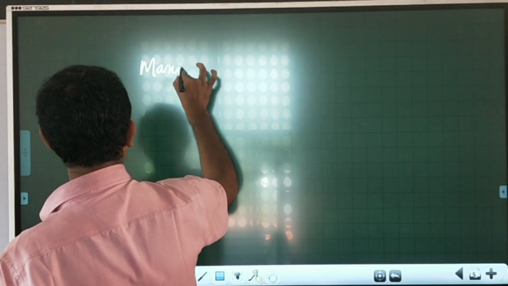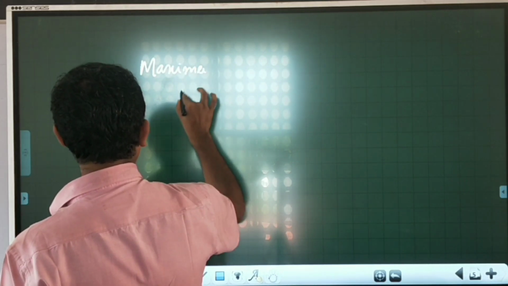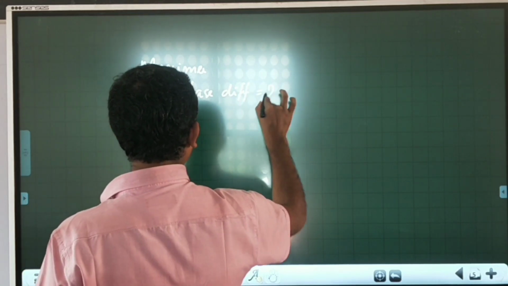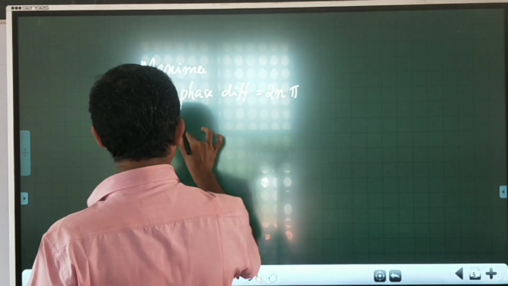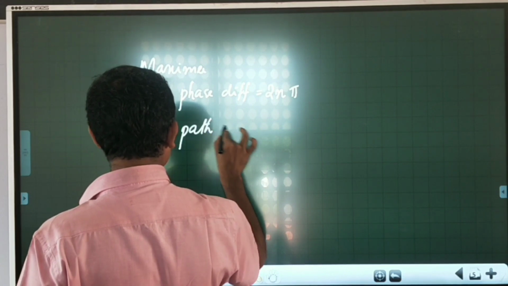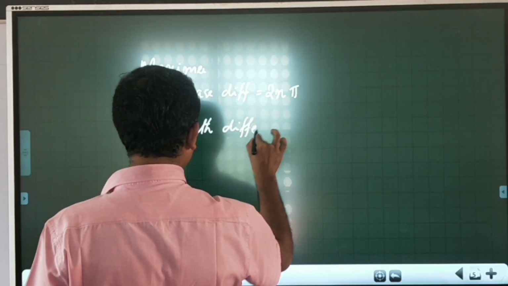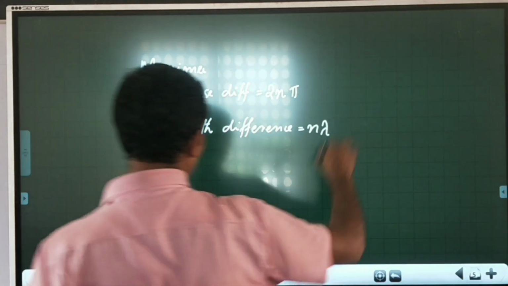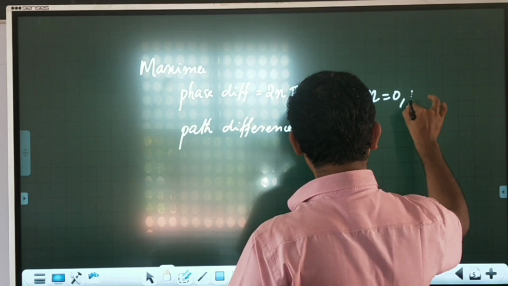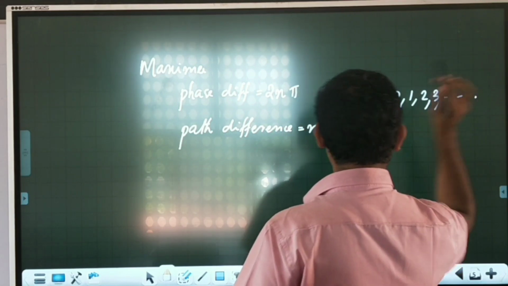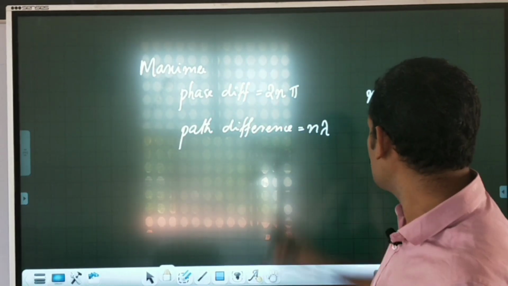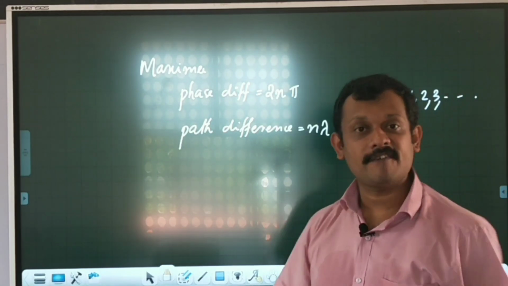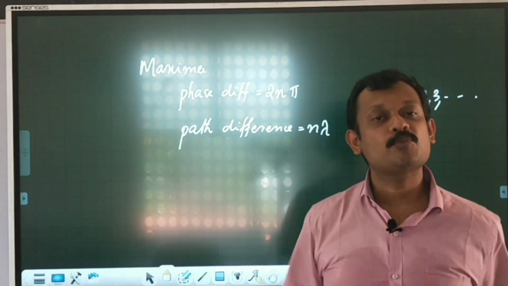The condition for obtaining a maximum is phase difference equal to 2n pi and path difference equal to n lambda. Here I take the values n equal to 0, 1, 2, 3, etc. For putting n equal to 0, phase difference 0, you get a maximum, crest and crest superimpose.